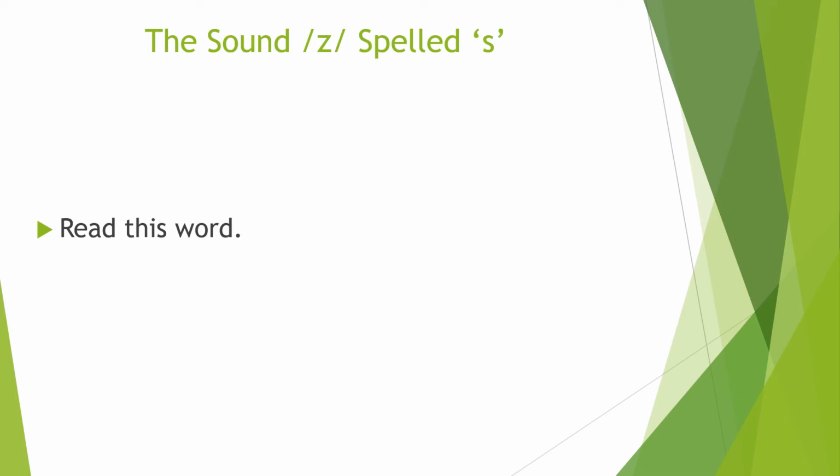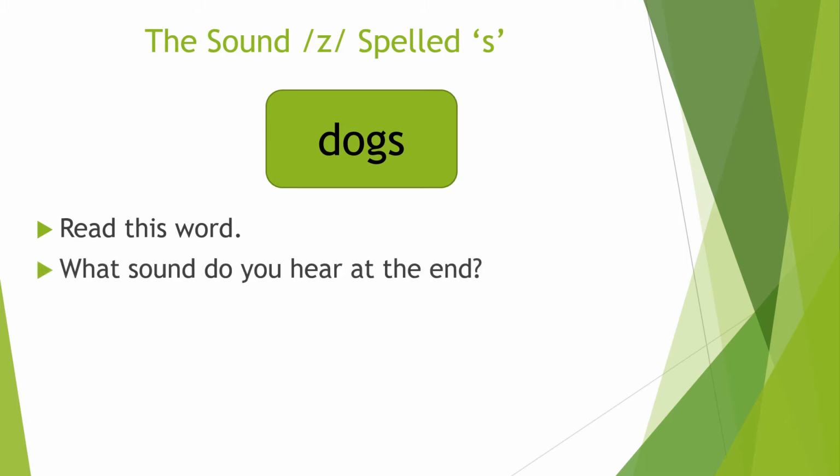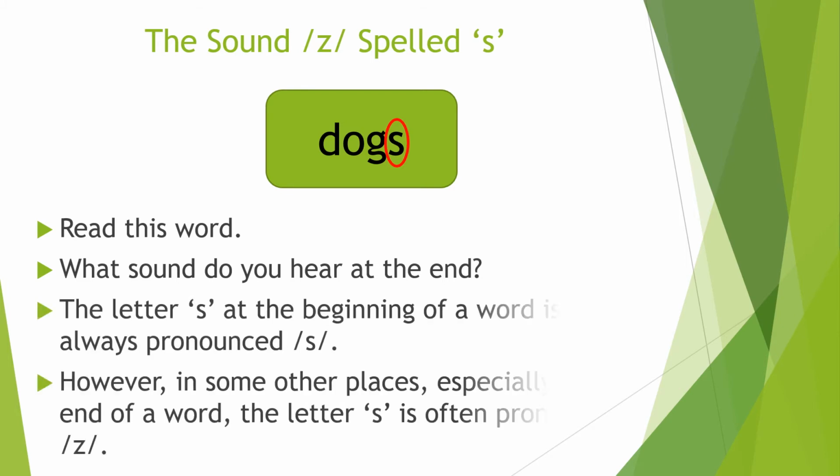Read this word. What sound do you hear at the end of this word? This word is dogs, so you hear the Z at the end of dogs. Notice that the letter S at the beginning of a word is almost always pronounced as S, but here, like in some other places, especially at the end of the word, the letter S is also often pronounced as Z. Listen, dogs.